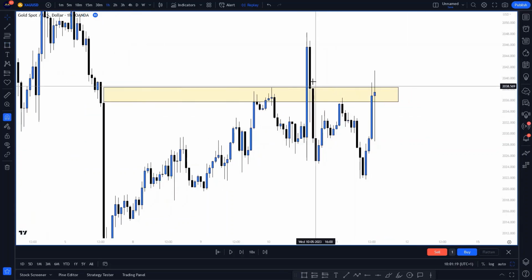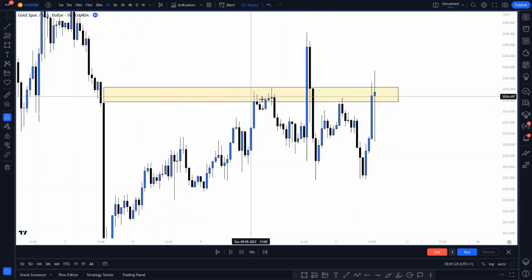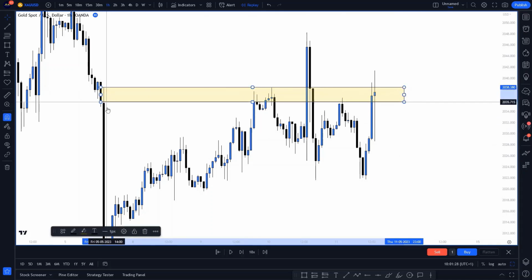We did that fake out in the previous day of this lone US zone right here. This is the zone I'm looking at. It's a strong one. You can see, from one US session, two US session, then we did the fake out, and now we're back in it.